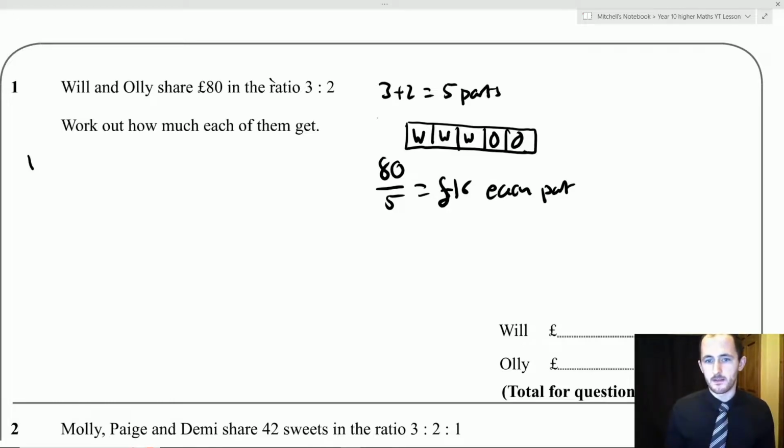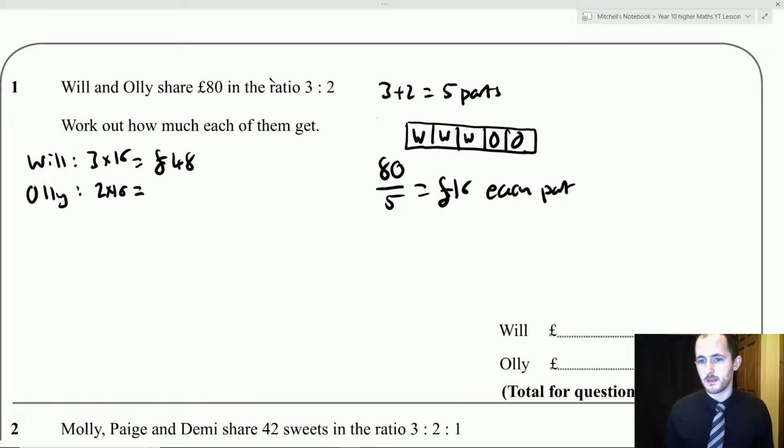So Will gets 3 times 16, which is £48. And Ollie will get 2 times 16, which is £32. A good way to check if your answer is correct is to add them together, and we still get £80. So that shows that we're correct. If we get a number that's different to 80, we should be a bit worried.